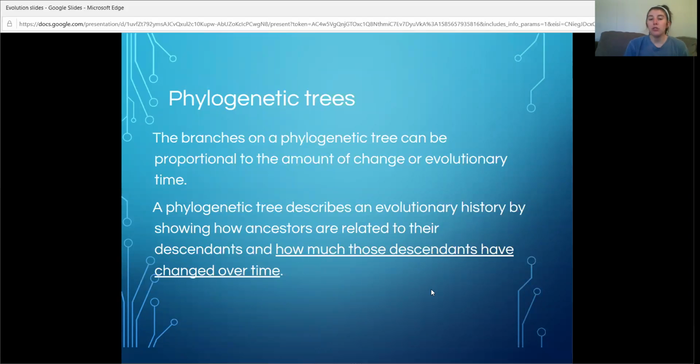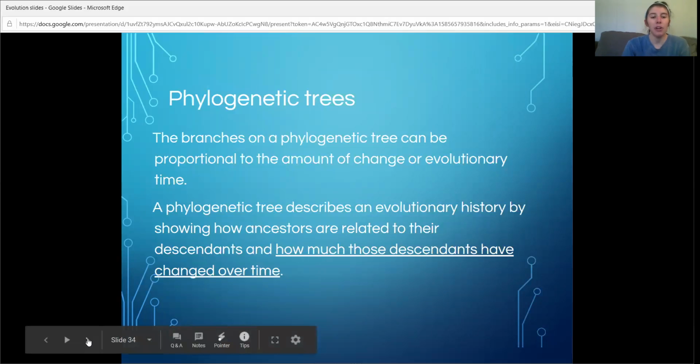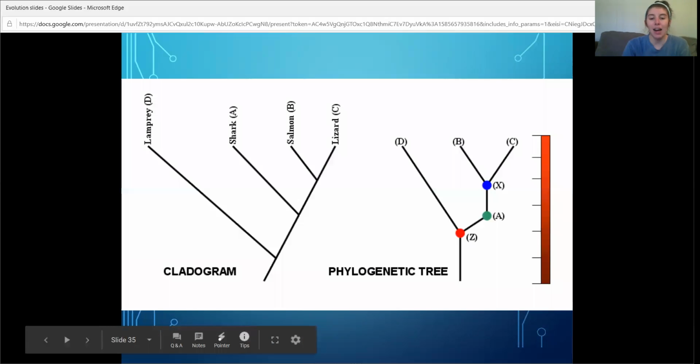So this tree describes an evolutionary history by showing how the ancestors are related to their descendants. And that key point is that part that I have underlined there, and how much those descendants have changed over time. So time is a key factor in the phylogenetic tree as opposed to the cladogram. So we're going to look at them side by side.